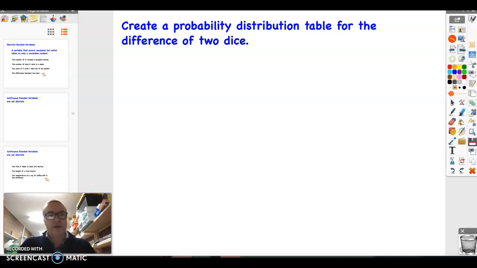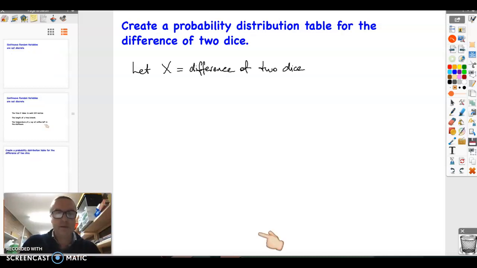We're going to create a probability distribution table for the difference of 2 dice. So here you can see I've started by defining the variable. They're always capital letters that we use for variables. So I've said let X be the difference of 2 dice. So X is my discrete random variable.